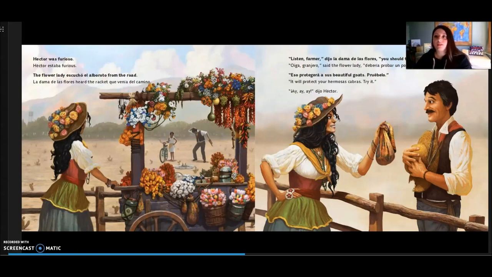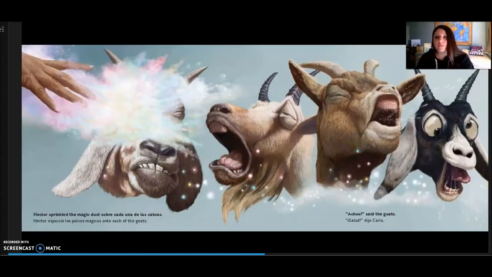Hector was furious. The flower lady heard the racket from the road. "Listen, farmer," said the flower lady, "you should try a little magic dust. It will protect your beautiful goats. Try it." "Aye, aye, aye," said Hector.